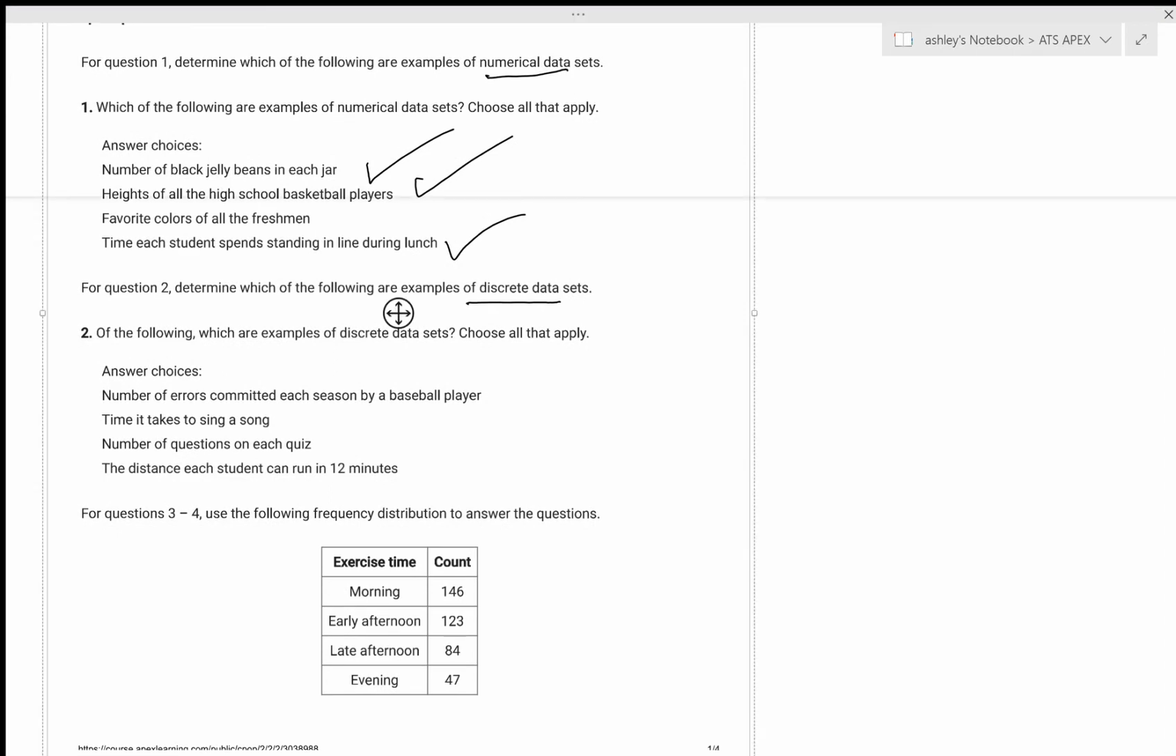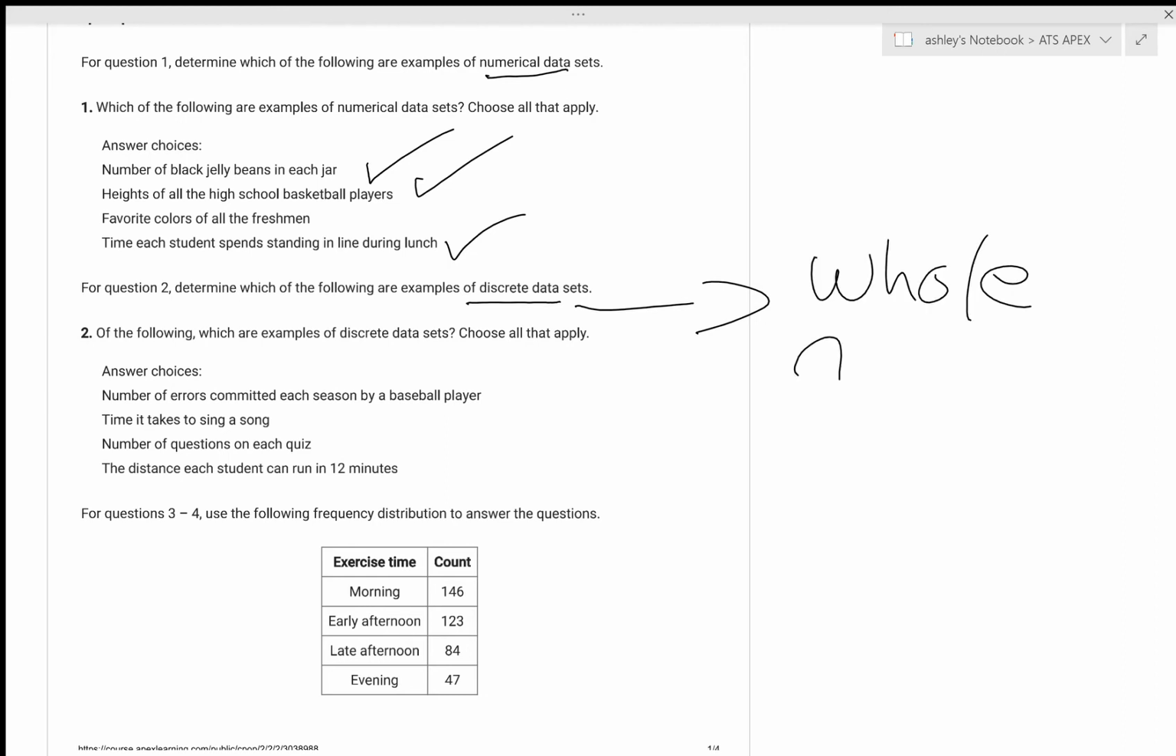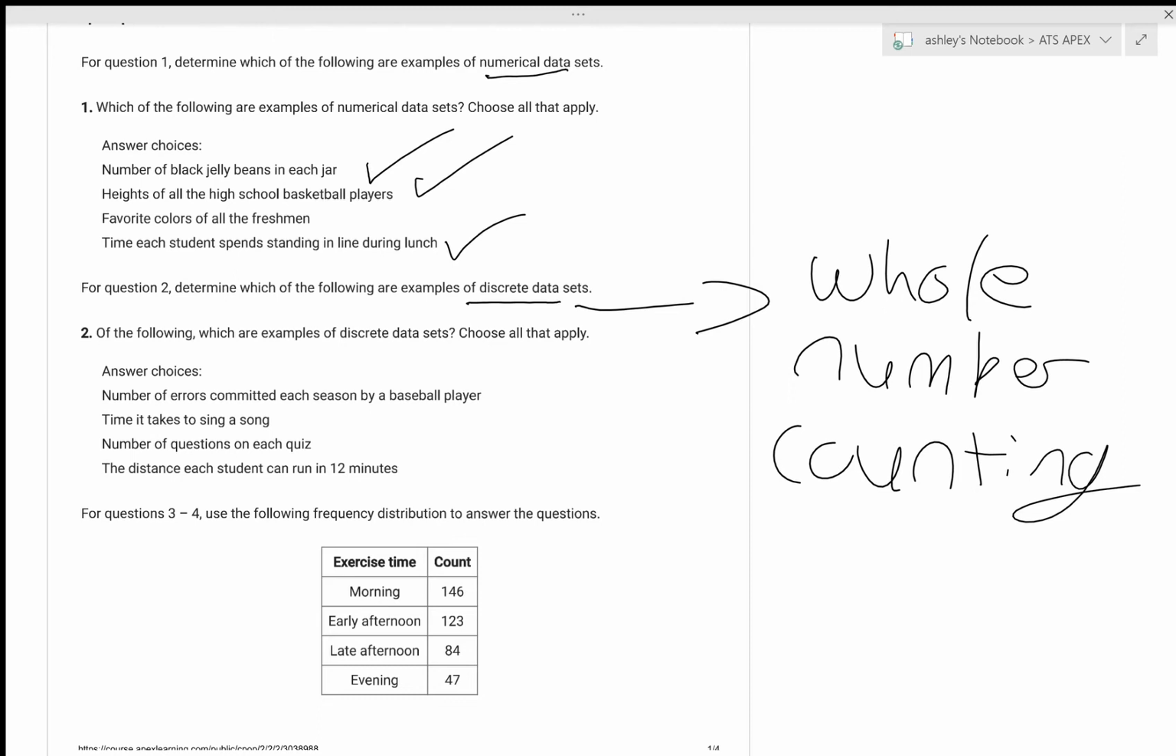Discrete data is like whole number counting. For discrete data, it has to be a whole number, okay? So you can't have any decimals. So if we go back to number 1, the height of all the basketball players, well, basketball players can be 6'3". That 3 is a decimal. That makes it uneven for our count. So the height can't be counted in this sort of way.